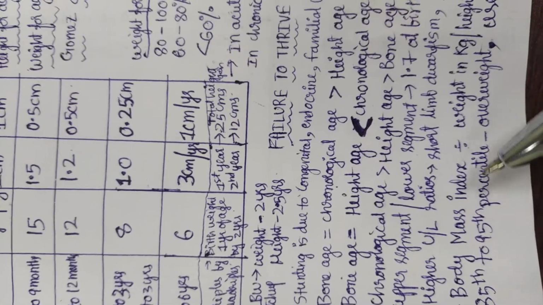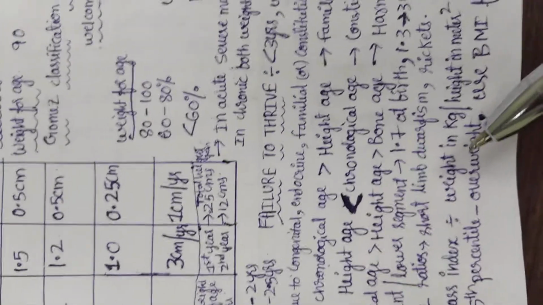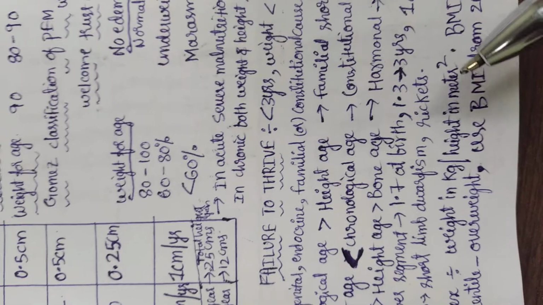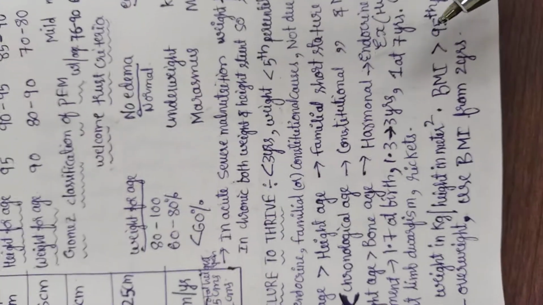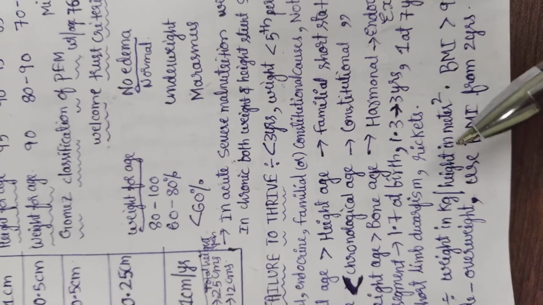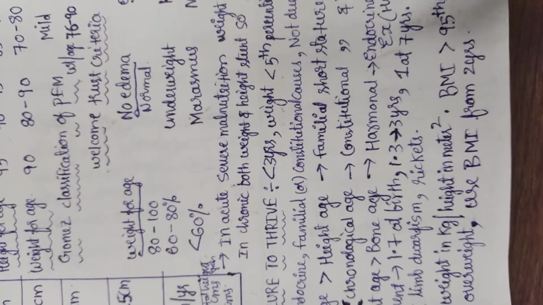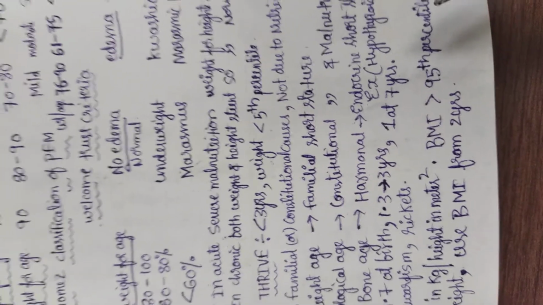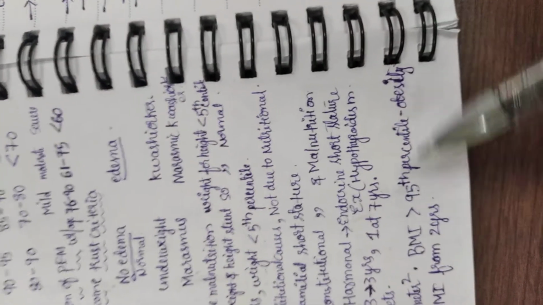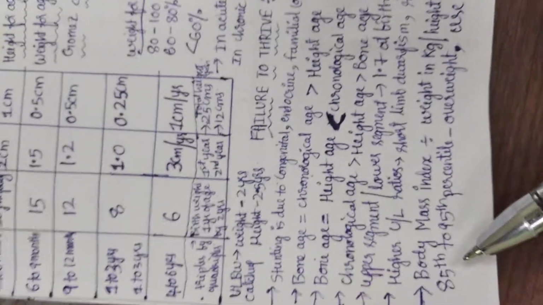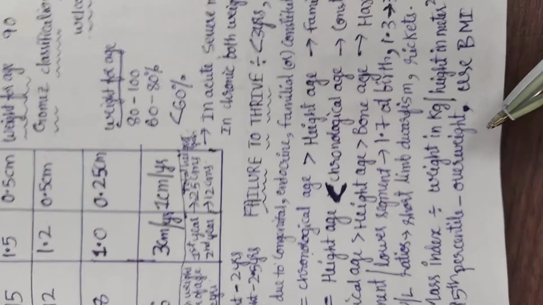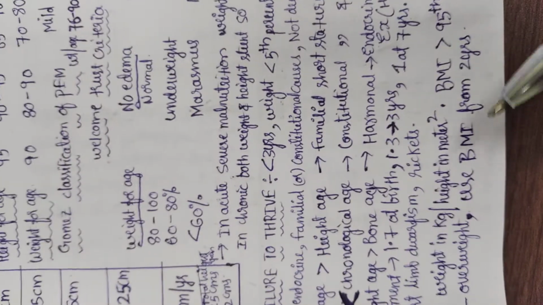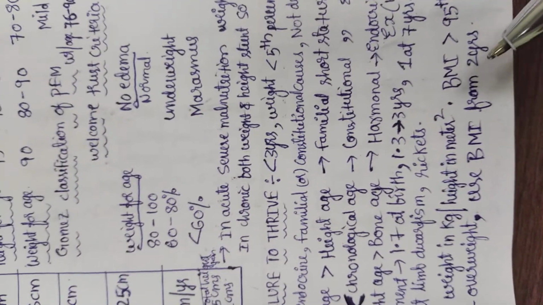Now we will see what is body mass index. Body mass index is weight in kilograms by height in meters square. If the body mass index is more than the 95th percentile, it is called obesity. 85th to 95th percentile is called overweight. Use BMI for children only more than 2 years.